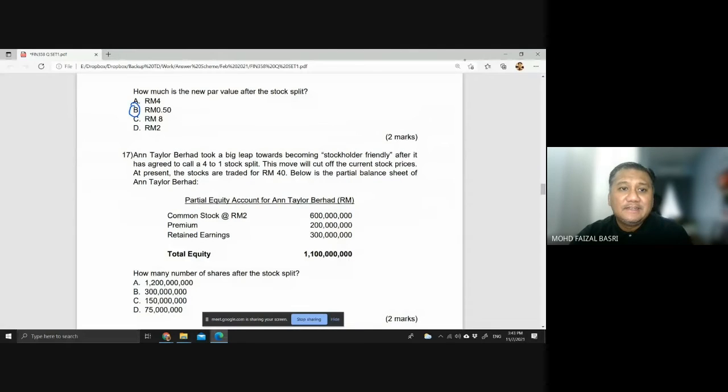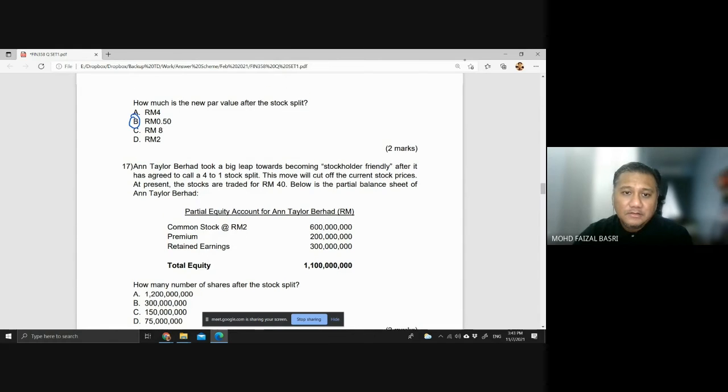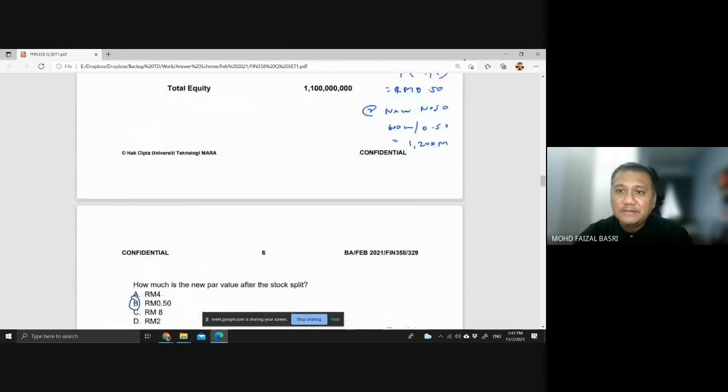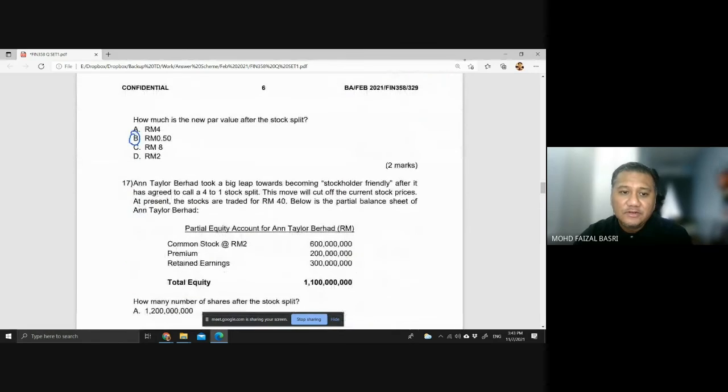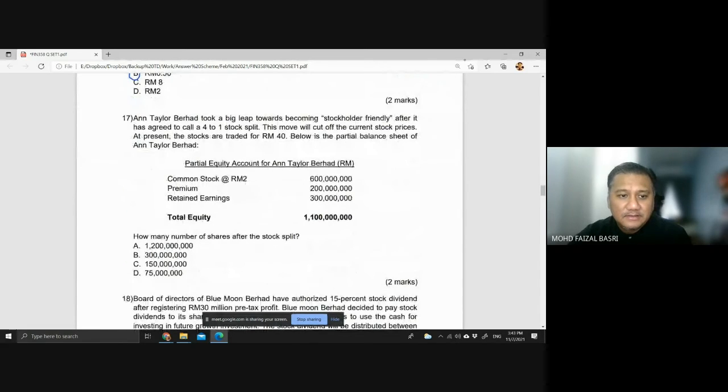Macam ni dia tanya, dia letak the same question for question number 17. So at least kalau dia split dia, dia random pun, we can get the answer lah. Sebab ada soalan kat sini. Hopefully this time around pun macam ni jugalah. So based on our calculation tadi berapa? 1,200 million. Inilah. Okay, so soalan ni not that difficult kan?